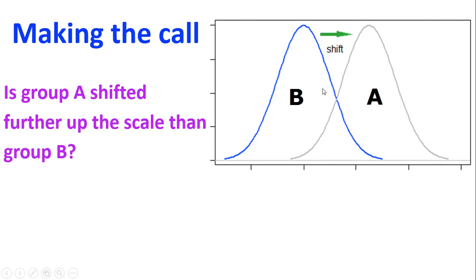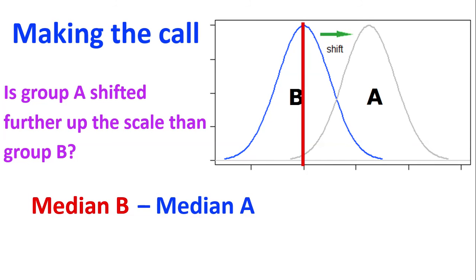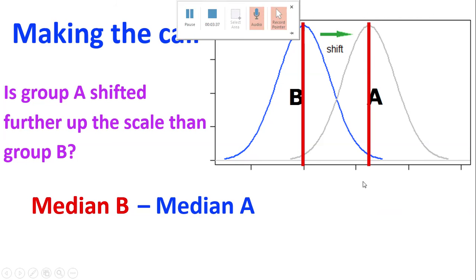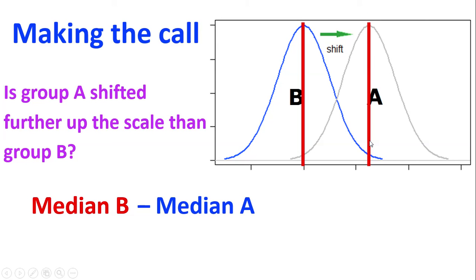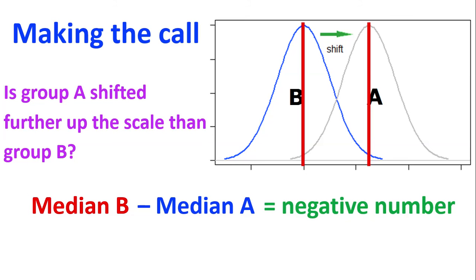What about if it was the other way around? So if I called this first group B instead of A, and I called this one A instead of B. So I'm still going to do the same calculation. I'm going to say median B, take away median A. And so if I take median B, there's our median B, take away median A, this one here, which is a bigger number, a small number, take away a big number, I'm going to end up with a negative number.